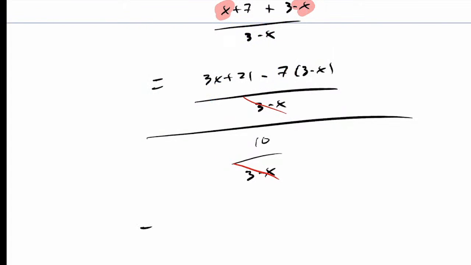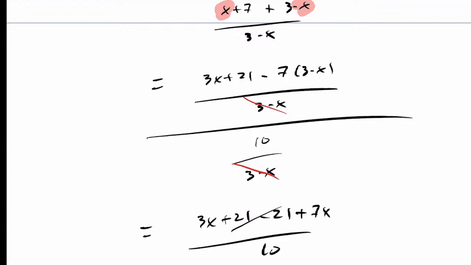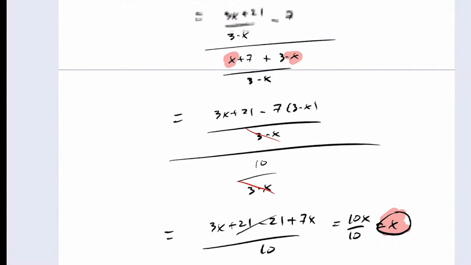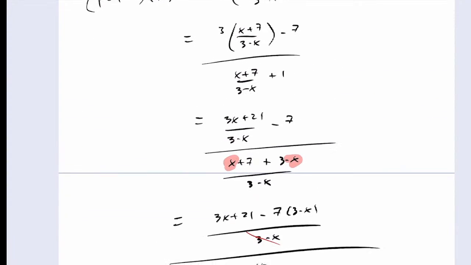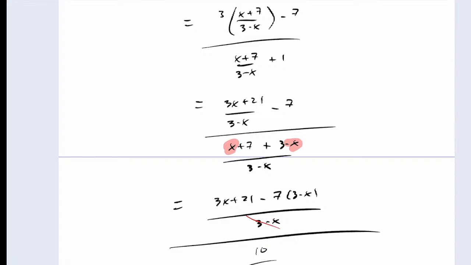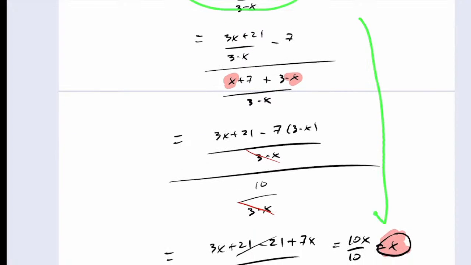We're almost there. I want this to come out to be x. So on the top I get 3x plus 21 minus 21 plus 7x, all over 10. 21's cancel. I get 10x over 10, which is x. Wowzers, there we go. And you get your answer. You see that here? It's kind of hard to follow, but I did my substitution, and then you're just doing the algebra to clean it up. You end up getting x.